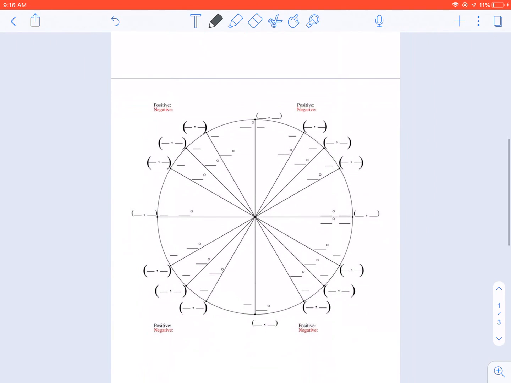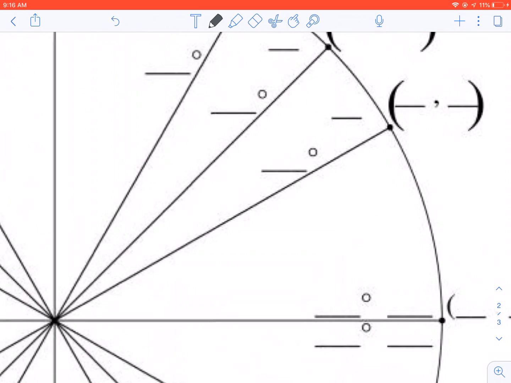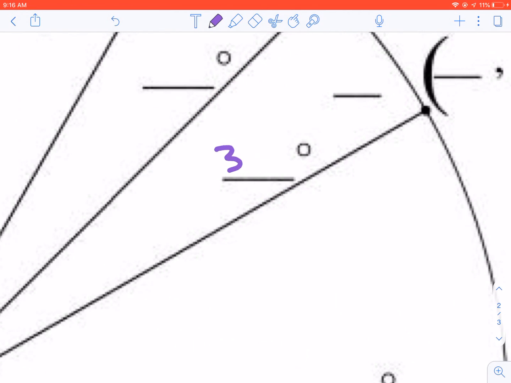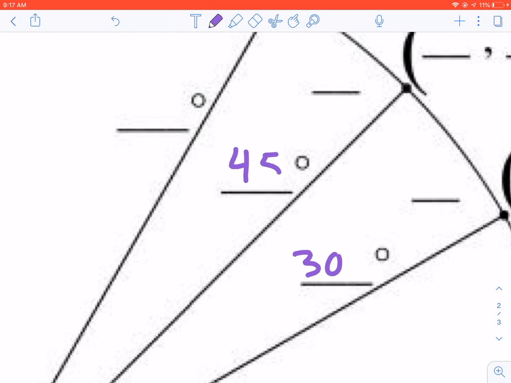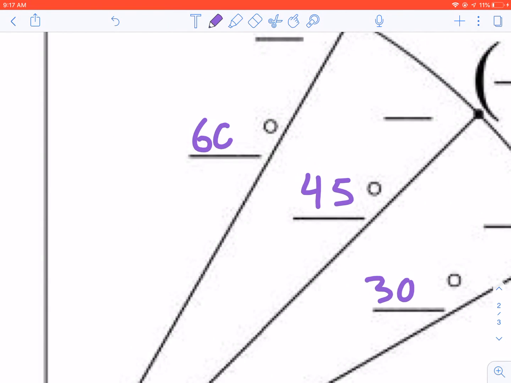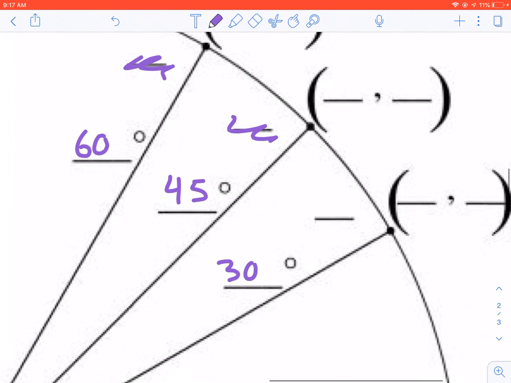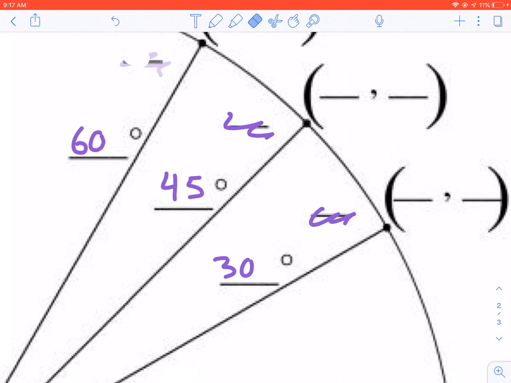So this is our unit circle. We need to be able to do this for 30 degrees, 45 degrees, and 60 degrees. All right, and don't worry about this line over there. You'll do that in Algebra 2.